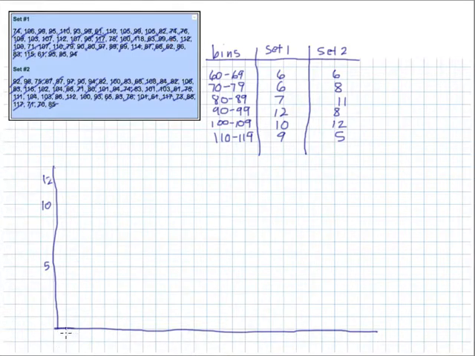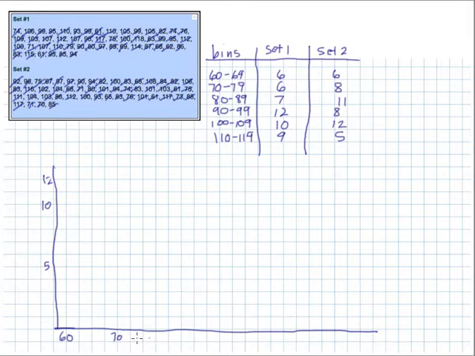So along the bottom, I'm going to start with 60. And the thing to think about now, because I'm doing a double histogram, is that I want to leave room so that I can have 2 bars for each bin of data. So I think I have enough room here that I can leave 2 spaces for each bar.